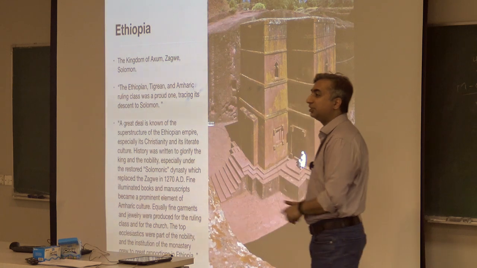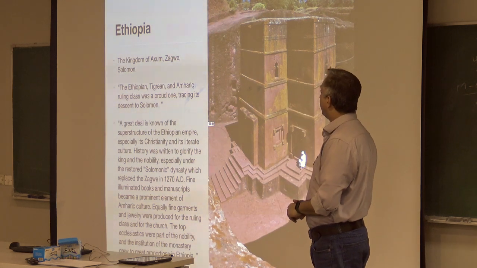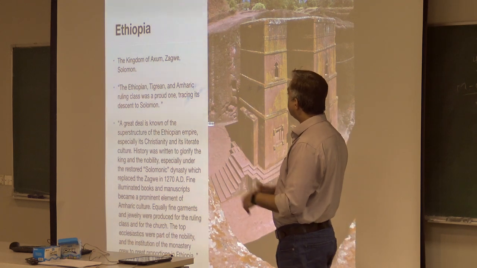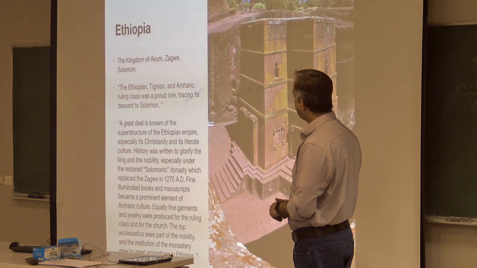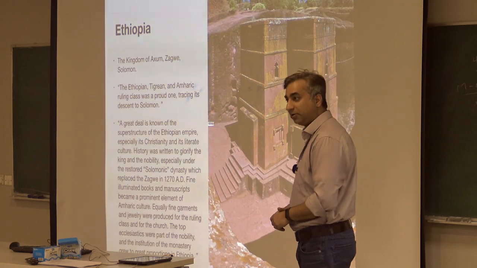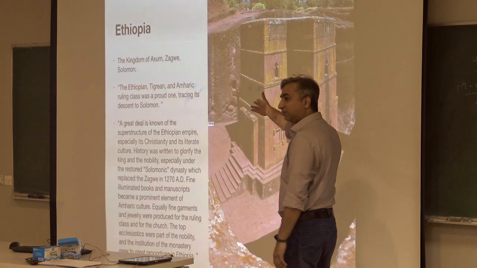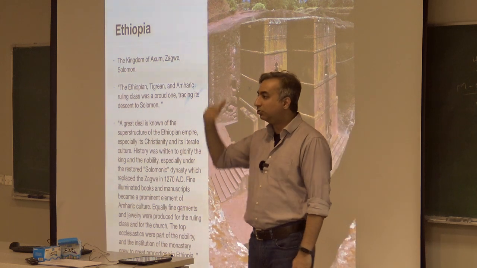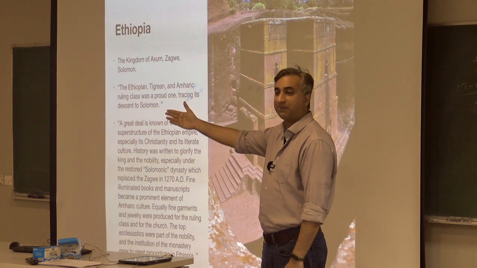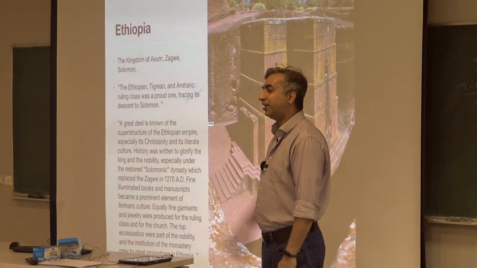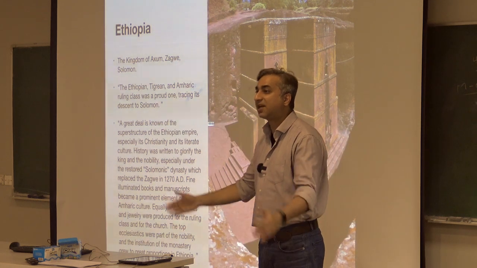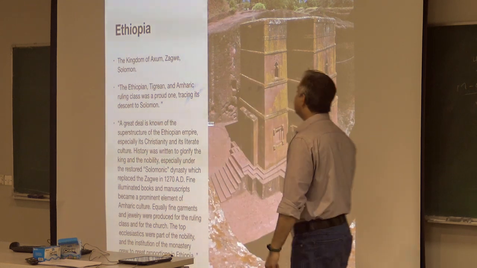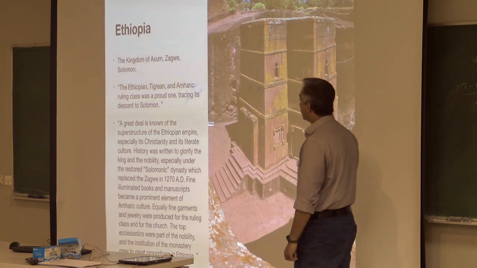Similarly, you may not know this, Ethiopia was an example of another great African kingdom, the kingdom of Axum, Zagwe, Solomon. The Ethiopian, Tigrayan, and Amharic ruling class was a proud one, tracing its descent to Solomon. So they said, this is Hazrat Suleiman, the Solomon the Wise, the king of the Jews. So the Ethiopians traced themselves to the traditions of Judaism. And this is also referred to as Black Zionism. This is very different from Israeli Zionism. This is Black Zionism.